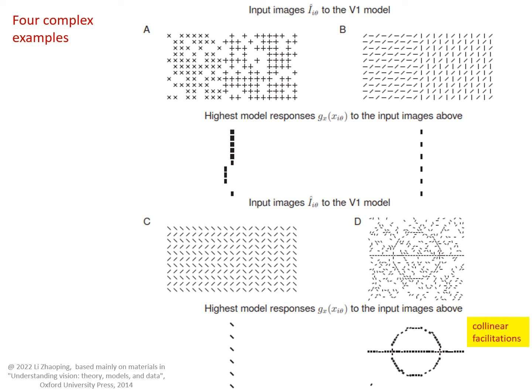In this example, these locations are under collinear facilitations in the V1 model. In images A and B, the highest responding bars are these ones, and we can see that they have contextual surrounds to give them good collinear facilitation, but weaker iso-orientation suppression.